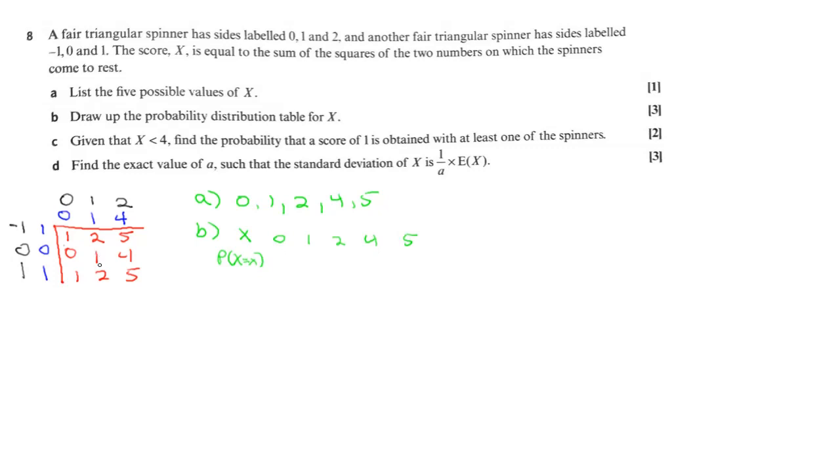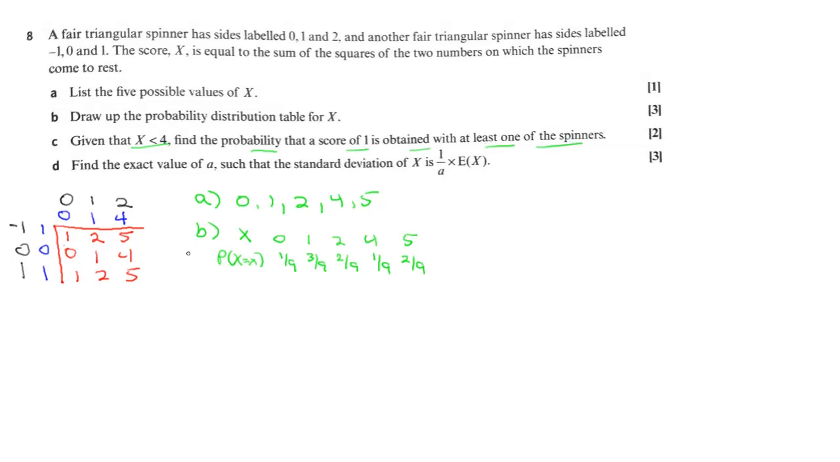And they're all out of 9, so that's going to be 1 out of 9 for 0, and 1 is going to be 3 out of 9, and 2 is going to be 2 out of 9, 4 is going to be 1 out of 9, and 5 is going to be 2 out of 9. Those are my probabilities. All right, part C.